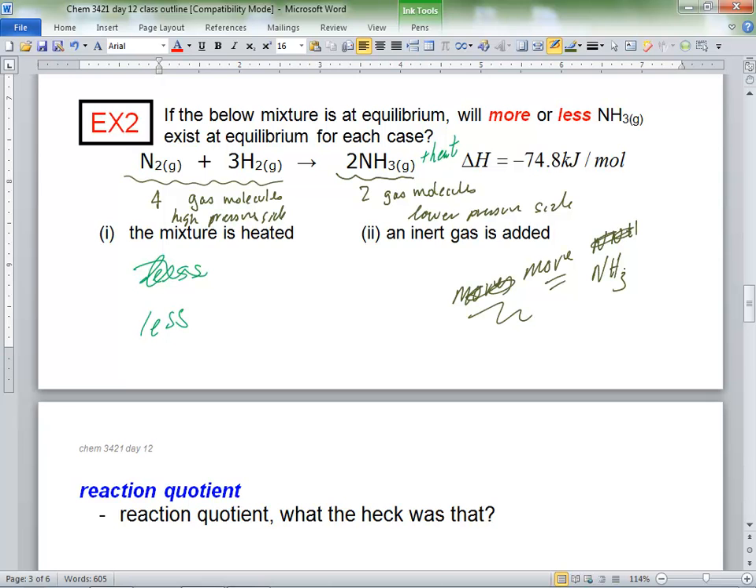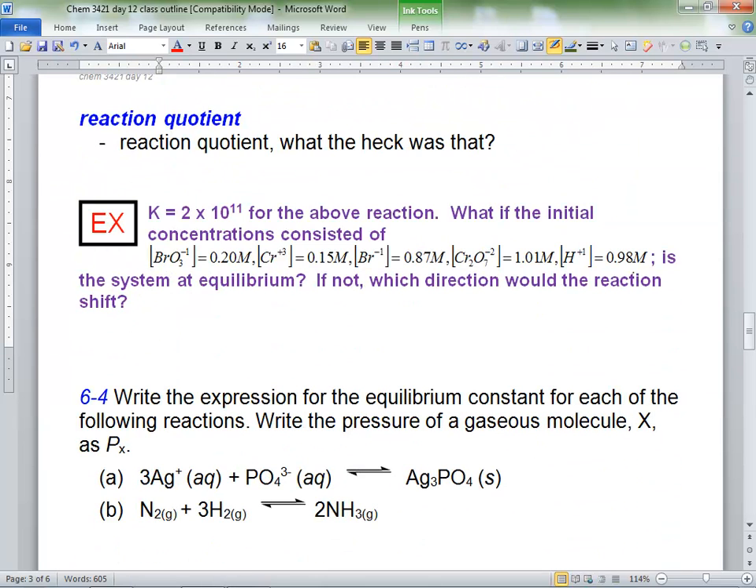Okay. Reaction quotient. Do you remember that? What was the symbol for it? Does anyone remember? Q. Big Q. Good. And it was always what over what? Products over reactants. It's just like in the equilibrium constant expression.